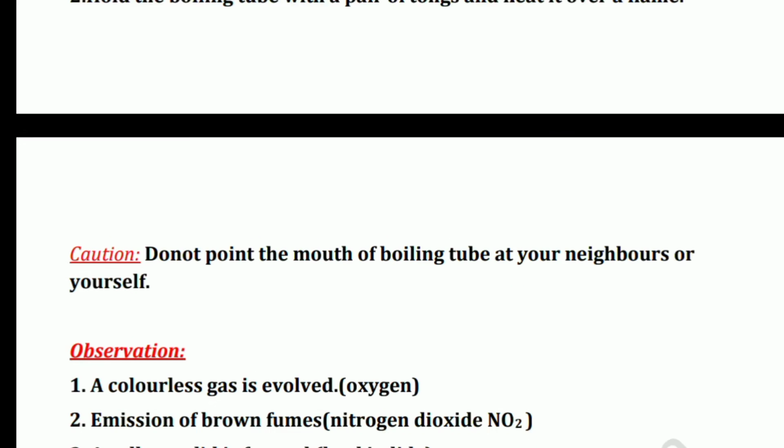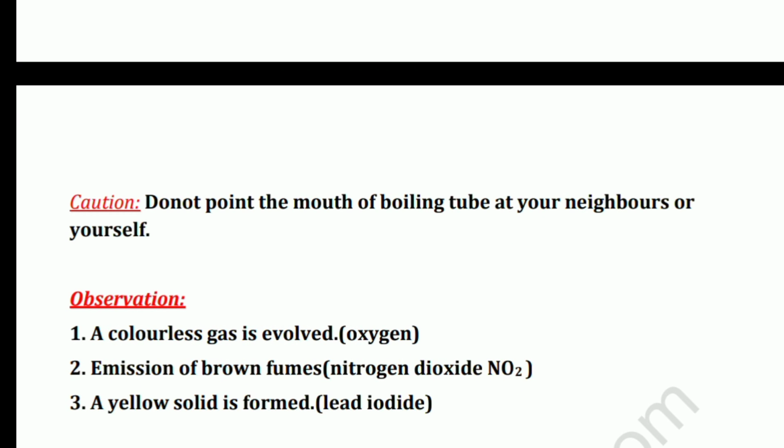Now, what will be the observation? A colorless gas is evolved. Now, I have given in brackets, so which observation is for which product? So colorless gas is evolved, and this is because of oxygen gas. Oxygen gas is given in this reaction, that is why a colorless gas is seen. Then emission of brown fumes. So you will see that brown fumes are coming out of the test tube, and this is due to the evolution of nitrogen dioxide gas. Also a yellow solid is formed, and that is lead iodide. Okay.